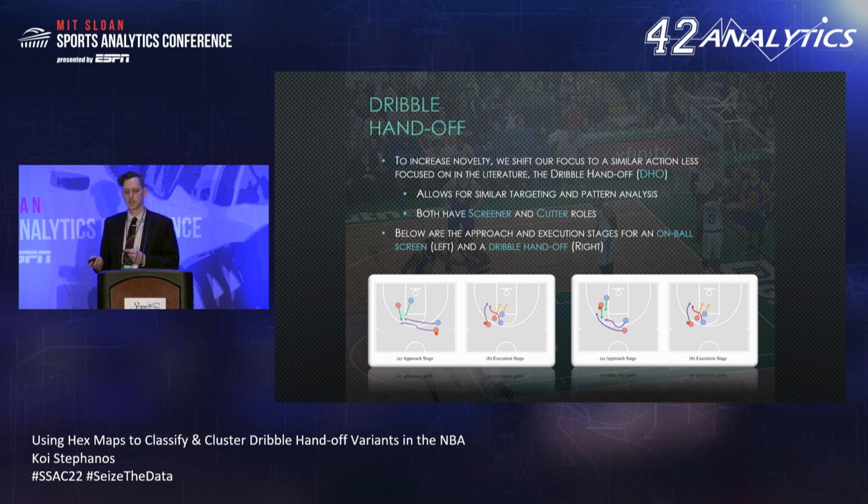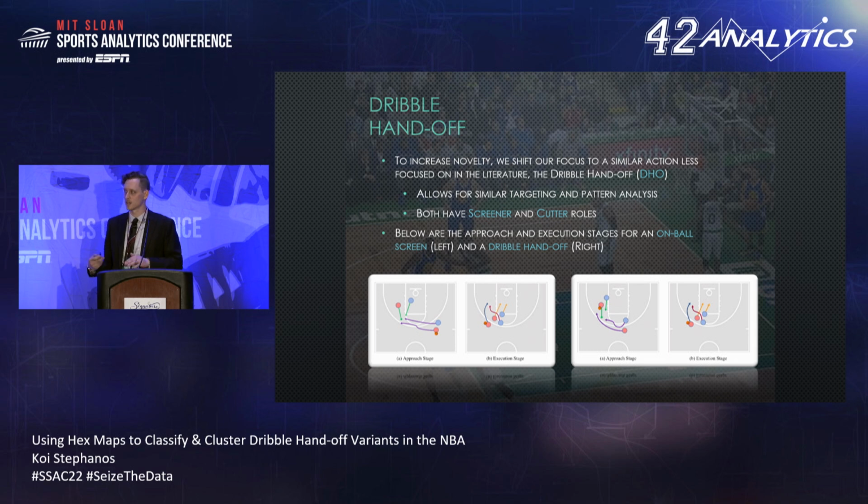Now, this is useful because both on-ball screens and dribble handoffs have similar targeting and pattern analysis. We have an approach stage, we have an execution stage, we have screening and cutting roles, and we can see below how similar both of them look. On the left, we have an on-ball screen, a pick and roll action, and on the right, we have a similar variant, the dribble handoff, in which the only real difference in this example is the ball handler.